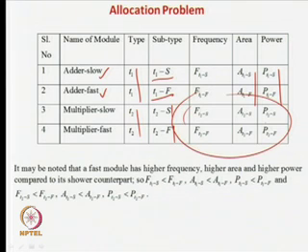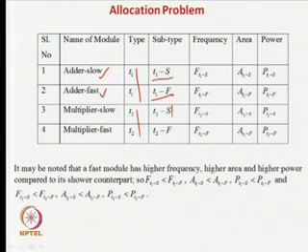As a general rule of thumb, if the elements are faster, the frequency will be higher, area will be higher and power will be higher. So, generally this relation will hold. For the slow adder, the frequency will be less; for the fast adder the frequency will be higher. The area of the fast adder will also be higher than the area of the slow adder. Similarly, the power of the slow adder will be less than the power taken by the fast adder. So, everywhere this one will be higher than this one.